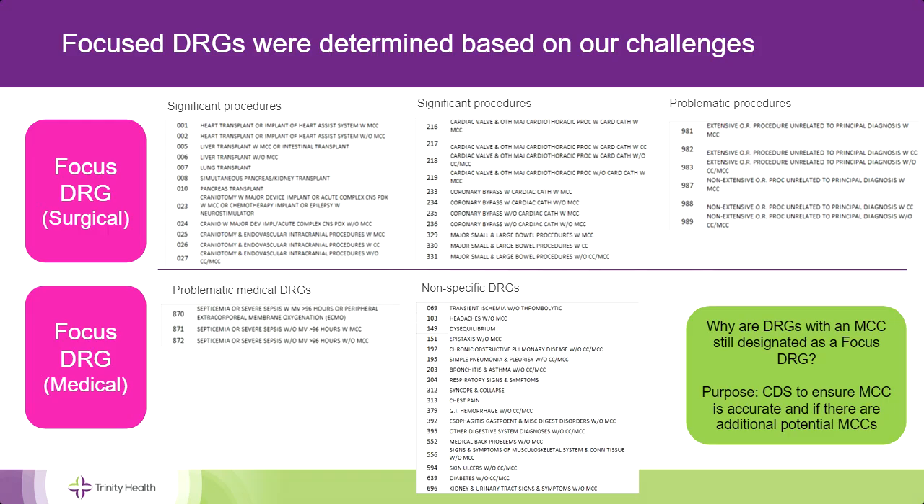You'll also see under the medical DRGs a grouping we're calling non-specific DRGs. Those are the problematic DRGs you're all familiar with, such as TIA, headache, chest pain, syncope, and medical back. We know all those cases could benefit from CDI review, and all of our focus DRGs surface 104 points in addition to the other priority score points for cases.